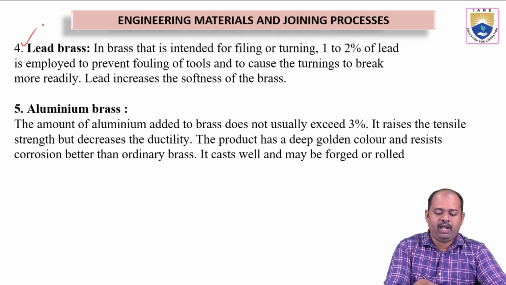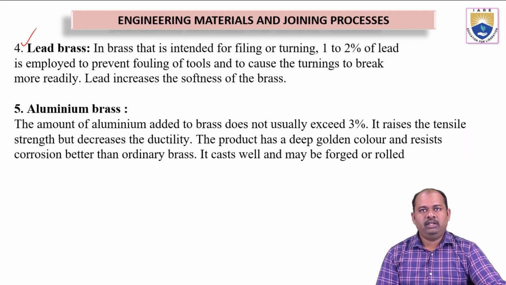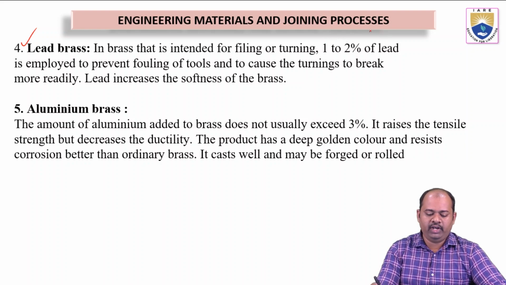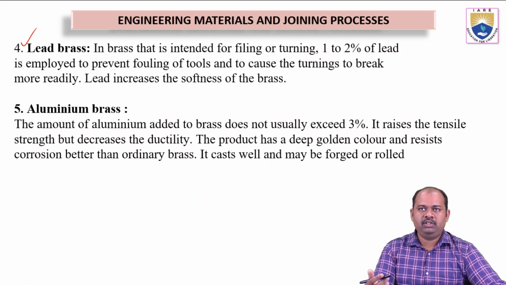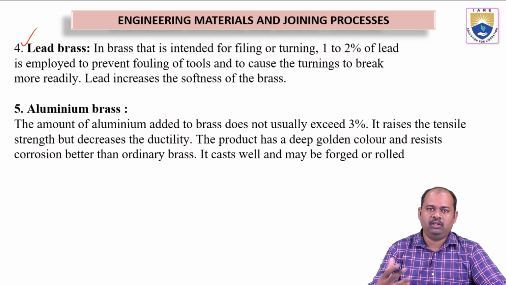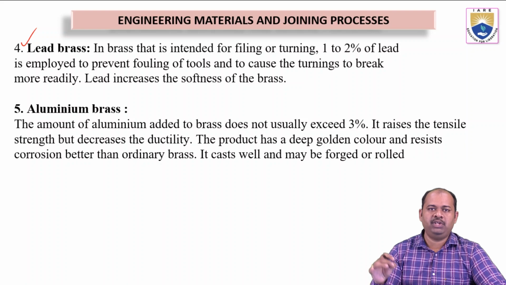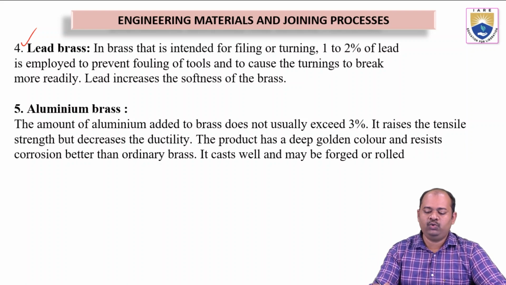And then we have lead brass. In lead brass, it is intended for filing or turning. About 1 to 2% of lead is employed to prevent fouling of tools and cause the turnings to break more readily. Lead increases the softness of the brass. So what happens when lead is added to the copper or the brass? It increases machinability. That means when we are machining an object made of this lead brass, we can easily remove the material. The chipping can be done very easily. So that is why 1 to 2% of lead is added in order to increase the workability of brass.